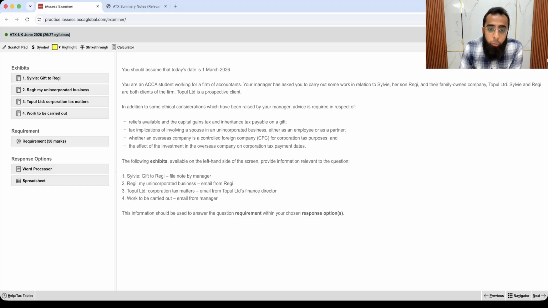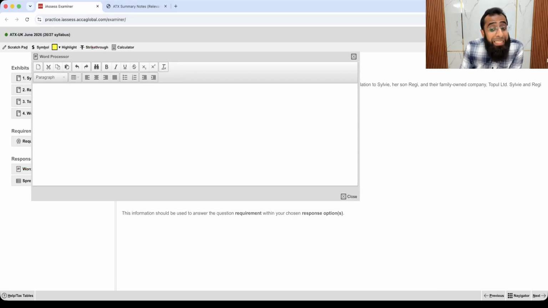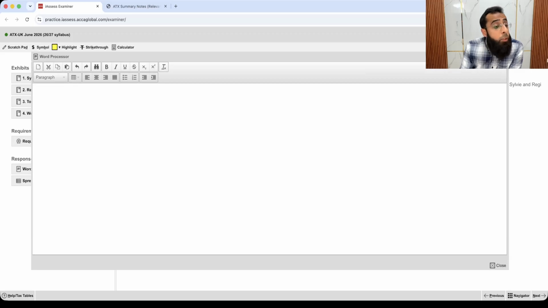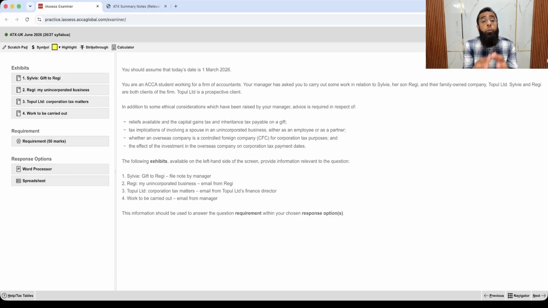We'll first read the introduction. Then we'll look at the exhibits, and we'll discuss the requirements. Most importantly, we will craft a complete answer in today's class in this word processor document. So you will understand how to use the response options, how to gain professional skills marks, and how to approach the entire exam paper. So let's start with it.